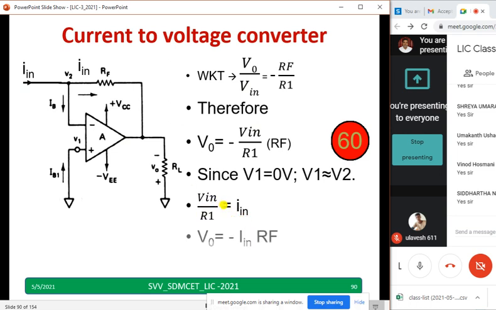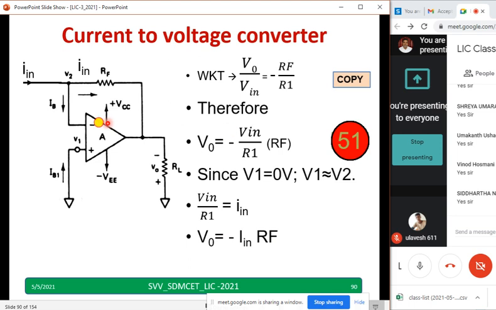So now, I can say V0 is equal to minus IN into RF. Please try to understand. Output voltage is nothing but from this point to ground, or from this point to virtual ground. Both are same. Therefore, V0 equal to minus IN into RF is the output voltage. And from this equation you can understand the output voltage is directly proportional to IN. If IN increases, V0 increases. If IN decreases, V0 decreases.